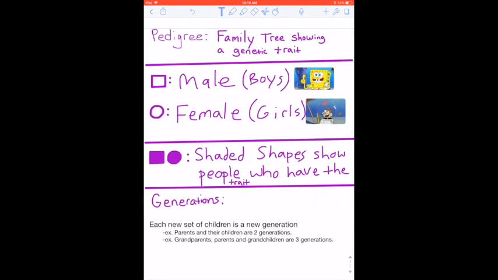Okay, and then for generations, each new set of children is a new generation. So for example, if we have parents and their children, that shows 2 generations. If we have grandparents, parents, and their grandchildren, that's 3 generations. You don't have to write down both examples. You could write down one, or if you don't need either of them, you don't have to write down the examples if you don't want to. Pause this until you're done at least writing the main point, and if you want to add any examples, you can.